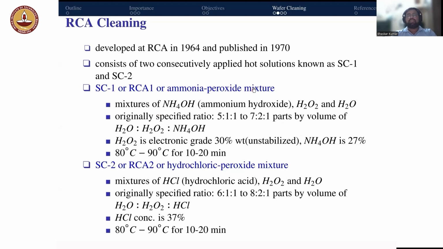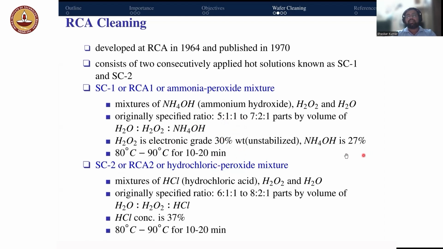So the SC1 or the RCA1 consists of a mixture of ammonium hydroxide, hydrogen peroxide, and DI water. The originally specified ratio for this is 5:1:1 to 7:2:1 parts by volume of the DI water, hydrogen peroxide, and the ammonium hydroxide. That is, you take 5 parts DI water and then you mix 1 part hydrogen peroxide and then you mix 1 part ammonium hydroxide. The commonly used ratio is 5:1:1.